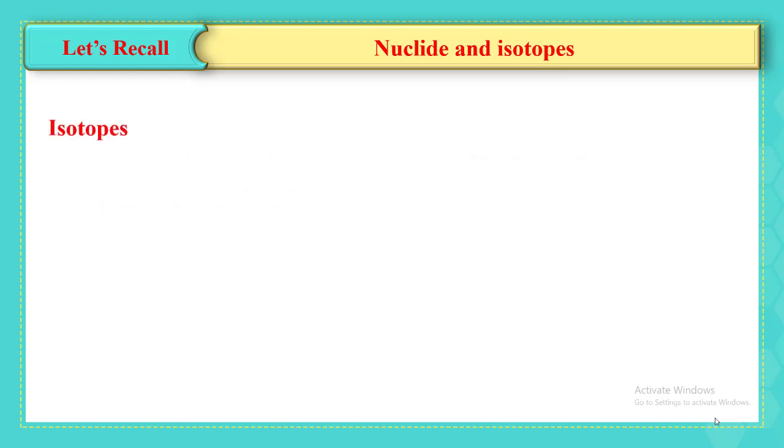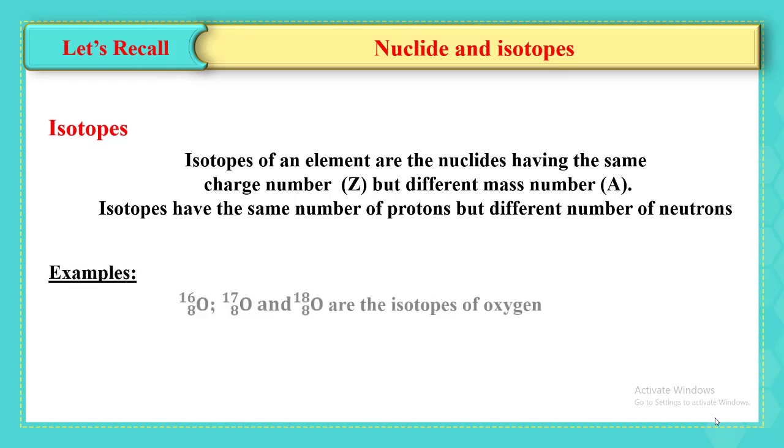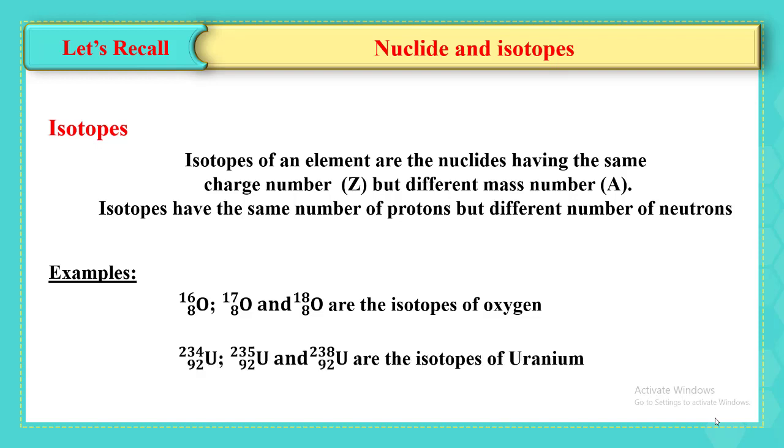Isotopes of an element are the nuclides having the same charge number Z but different mass number A. In other words, isotopes have the same number of protons but a different number of neutrons. Examples: O-16, O-17 and O-18 are called isotopes since they have the same charge number Z but different mass number A. In the same way, we can say that uranium-234, uranium-235 and uranium-238 are isotopes.